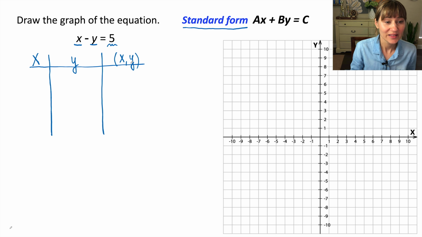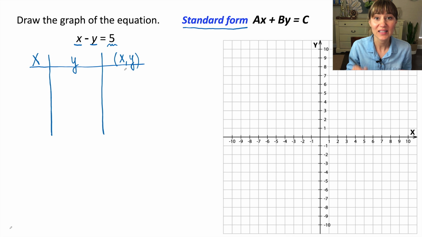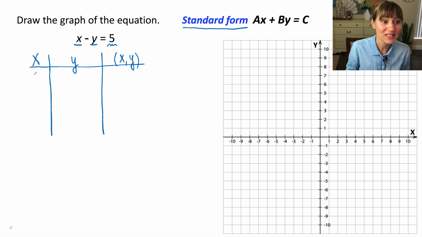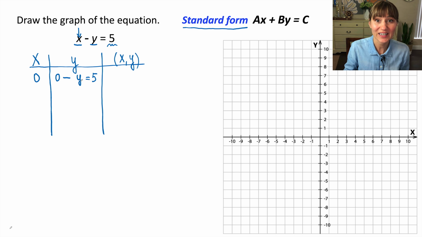Very good. Now let's pick an easy number for x. For example, 0. We're gonna take 0 and plug it in the equation, and we will find the corresponding value for y. Let's do it. So put 0 for x into the equation. You will have 0 minus y equals 5.